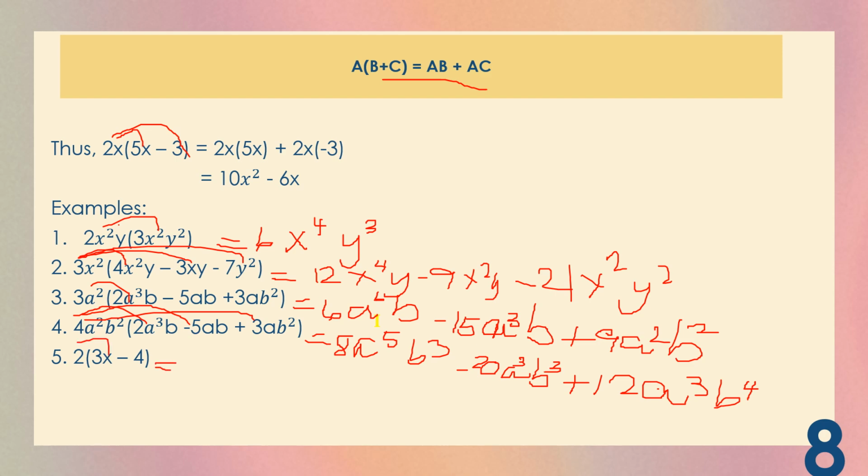We have 2 times 3 is 6, 6x, minus 2 times 4 is 8. Okay, and that's it.